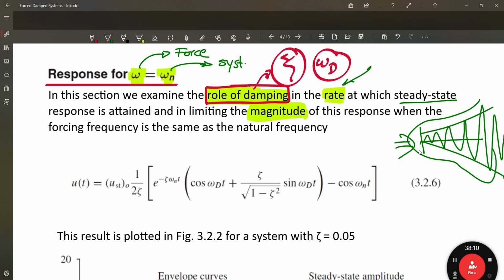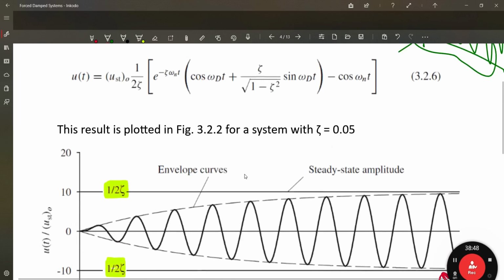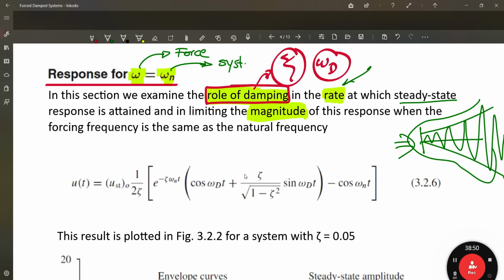Okay, so now the point is, if you are asked about the response for the case of resonance, you need to understand that there is a difference between the undamped system and the damped system. In the damped system, you are going to find a totally different response. First of all, you are going to find an envelope that controls the rate at which the steady state response is attained, and you are going to find some upper and lower bounds that limit the response of the system, which is not found at all in our undamped system. Okay, so now let's go back.